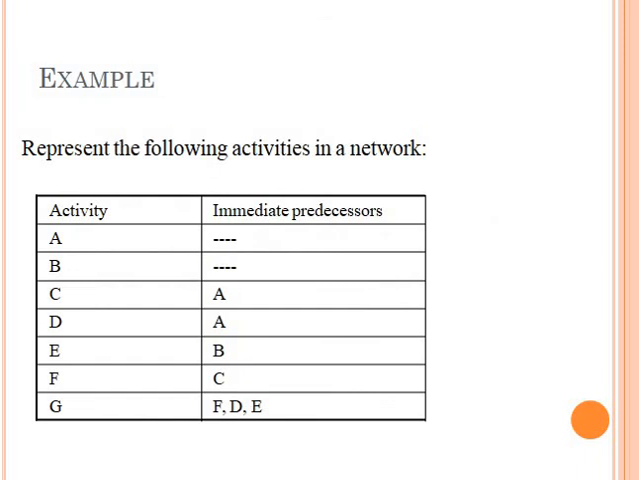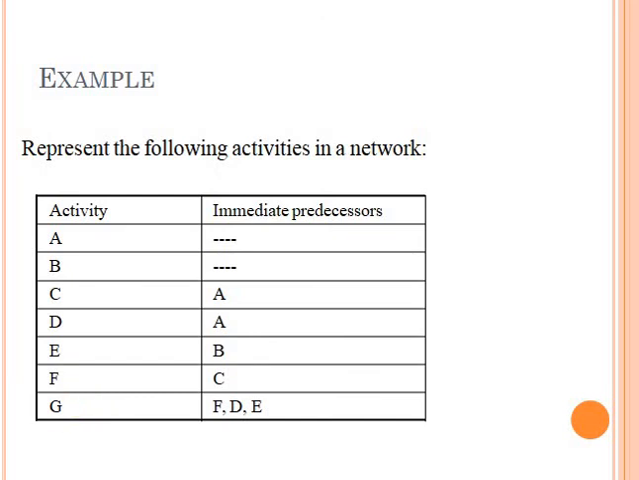Now, let's see another example. Here we have those activities and I want to represent them in a network. This is my relationship. This is the immediate predecessor of each activity. So I know that A and B begin at the beginning of the project. Then after A, we have C and D. Activity E has B as its predecessor, F has C, G has 3 predecessors, F, D, and E, so I must finish all these activities in order to begin with G.